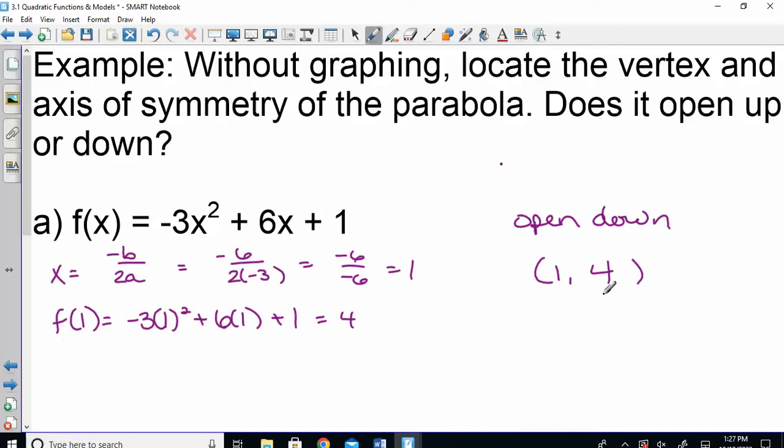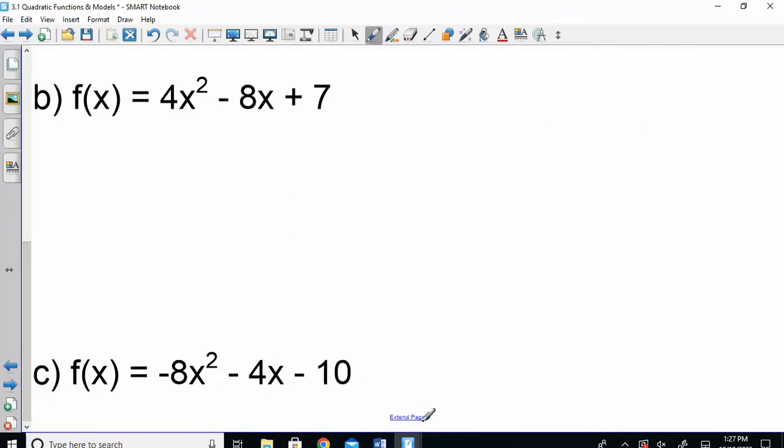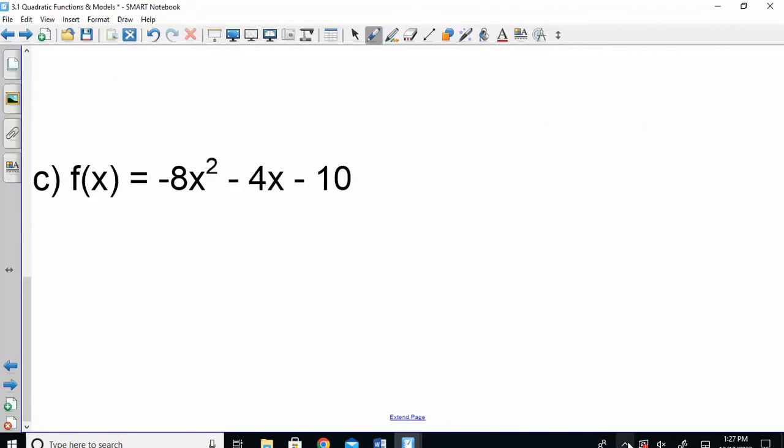I put several of these on there. Why don't you guys do C? You probably don't need all of them. So do C for me. Did it open up or down?